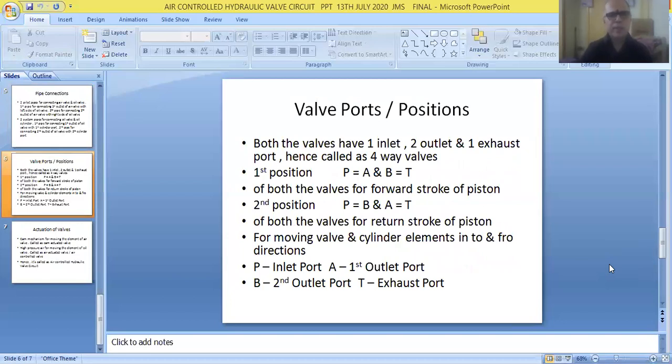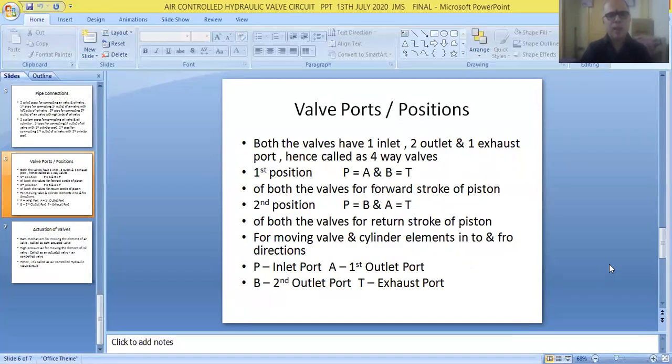And finally, this slide is used for indicating the ports and positions of air valves and DC valves. So both the valves, as already mentioned, will be having one inlet port, two outlet ports, and one exhaust port. So totally both the valves will be having 4 ports. So therefore they are referred to as 4-way valves.